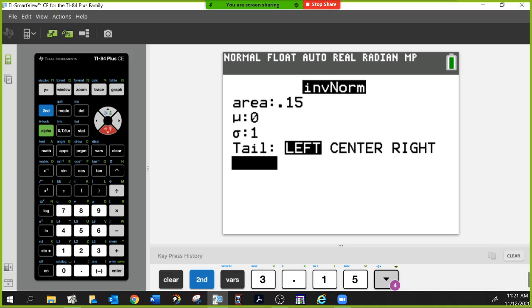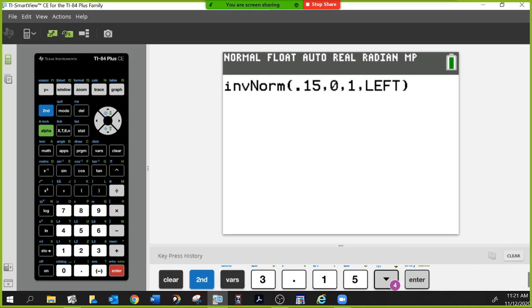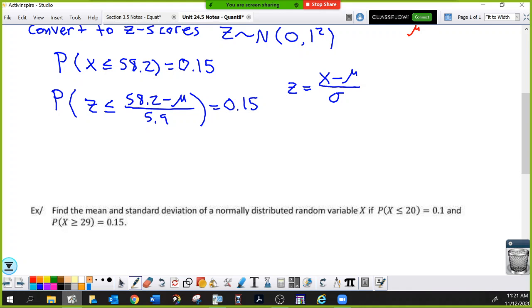I'll draw it, okay? Just give me a second. The answer is, 3 sig figs would be negative 1.04 actually. I went much farther just because I wanted a lot of decimals. I did negative 1.0364. That's what I'm going to say that is. Negative 1.0364.